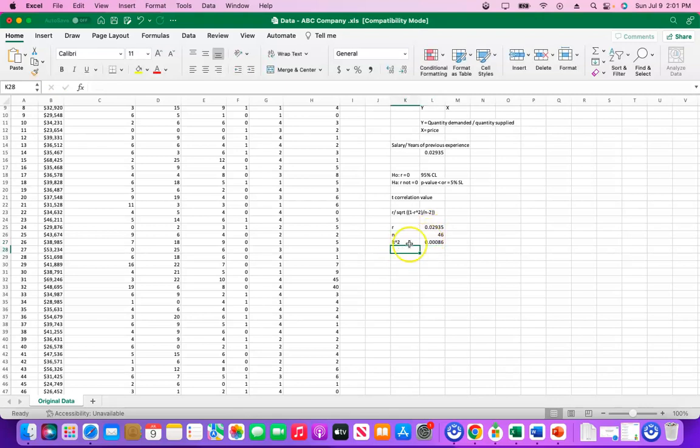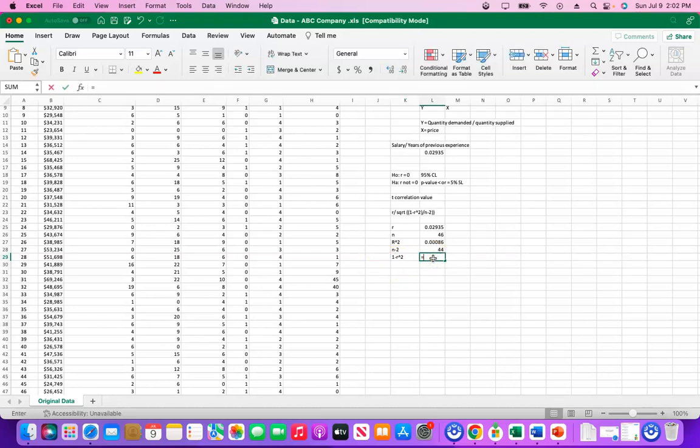Now, we also have the n minus 2. Let me just put here n minus 2. And so put an equal sign, click on 46 minus 2, then we have 44. So we have 1 minus r squared. So 1 minus r squared.